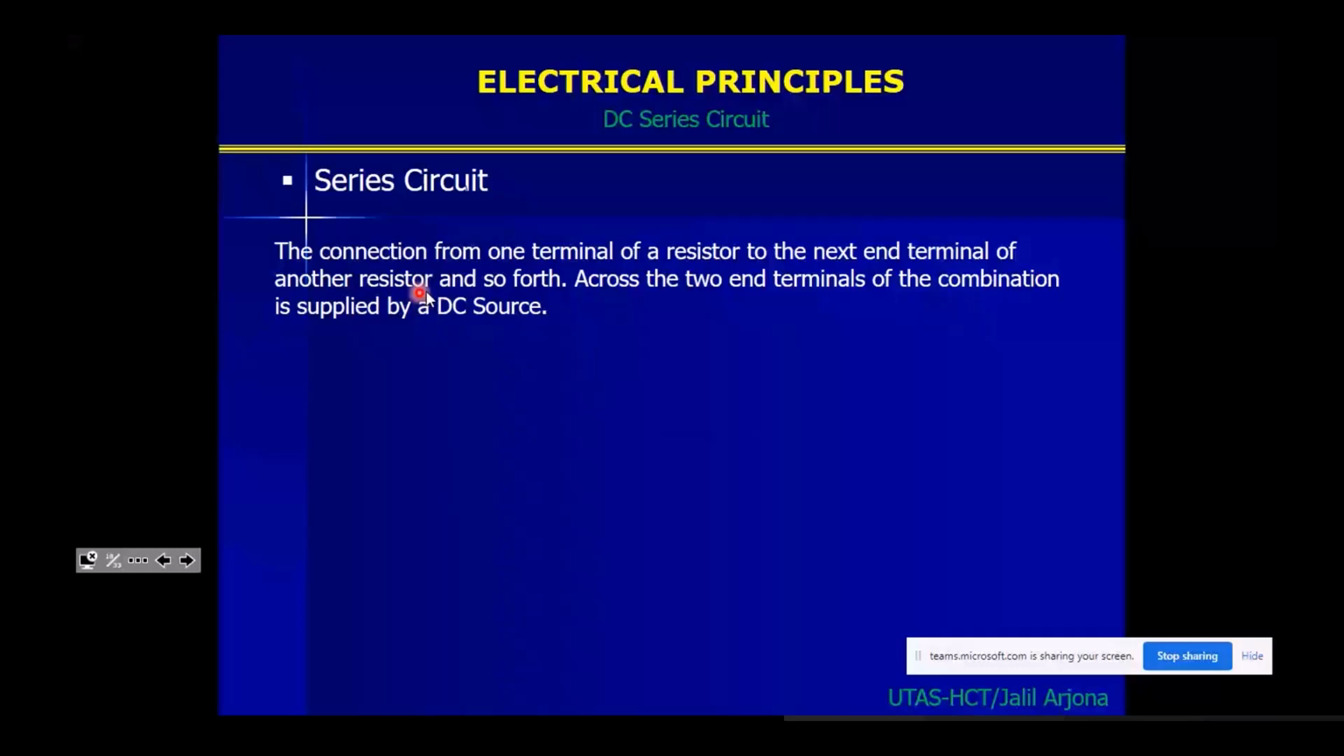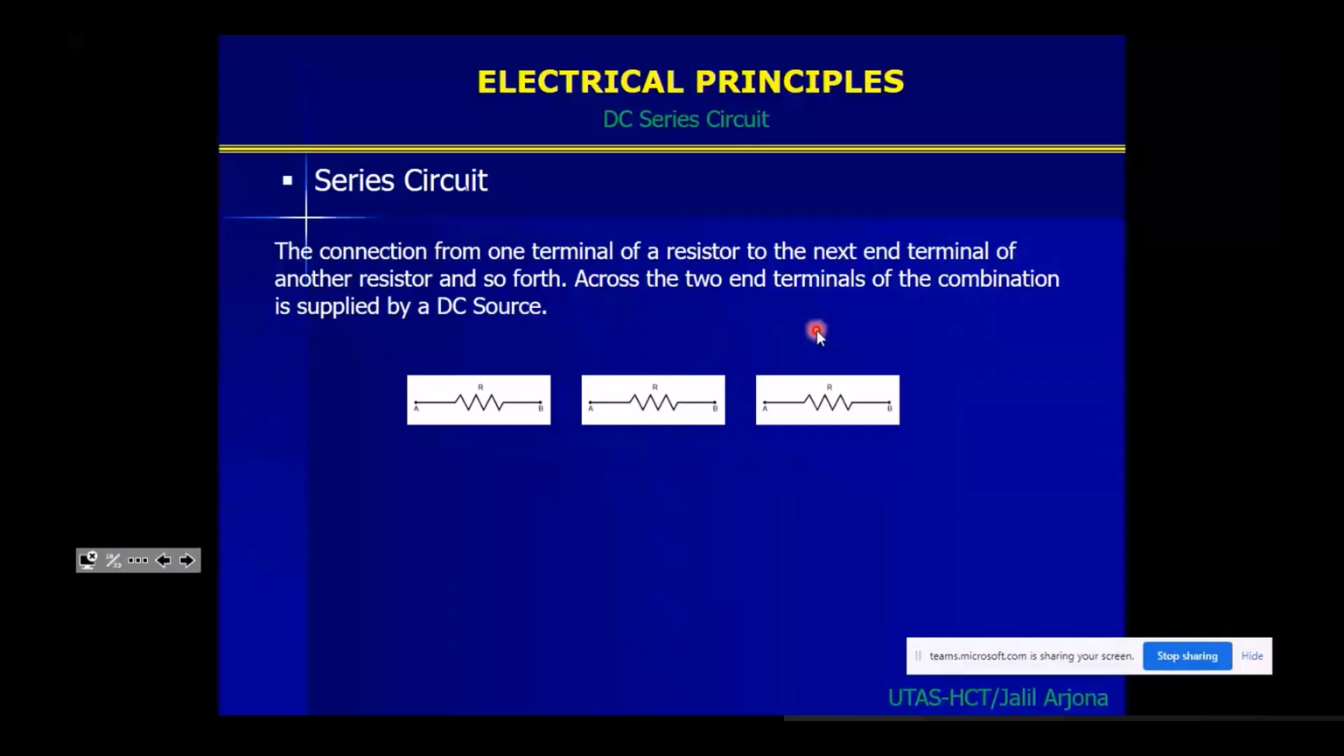In electrical application, it is about a connection from one terminal of a resistor to the next end terminal of another resistor, and so on, repeated. The two end terminals of the combination are supplied by a source. To understand this statement, I will show you a pictorial demonstration. I have here a resistor, and I have another resistor. I want to establish a series circuit.